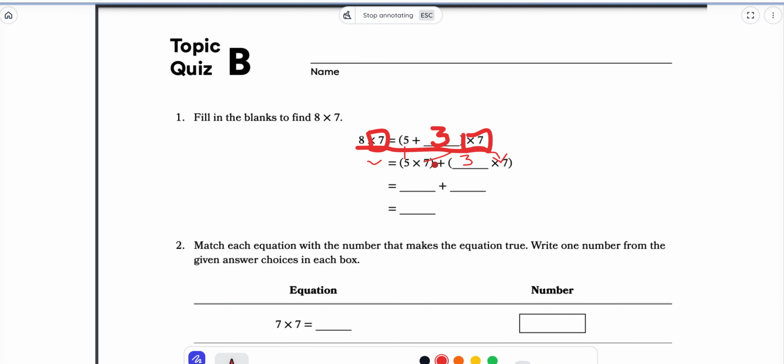And now when we have parentheses, what must we do? Now we're on this line. So we've done with that one. Now we're on this next line. Every time we see parentheses, Ishmael, what must we do? We must solve. What's inside the first set of parentheses? 5 times 7. Good. 5 times 7. And what is 5 times 7? 35. 35. So that answer is going to go here.